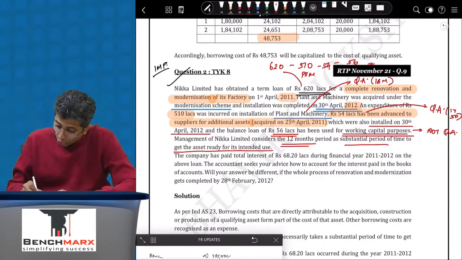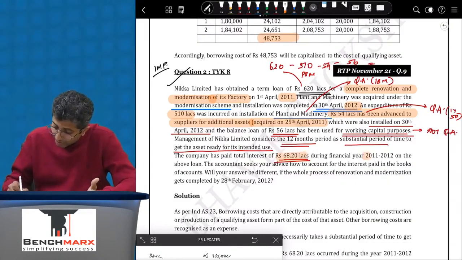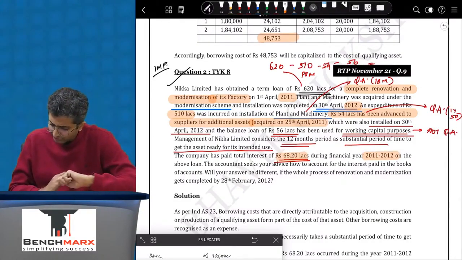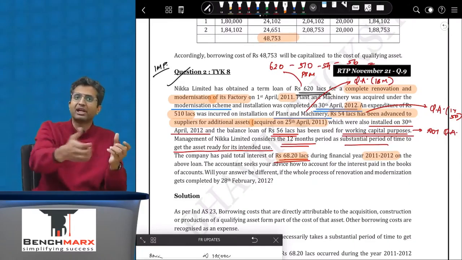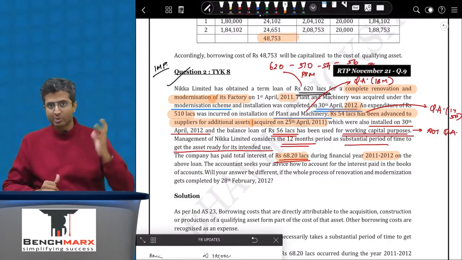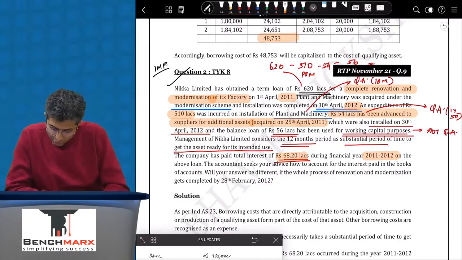The company has paid a total interest of 68.2 lakhs. Maybe 11% is the rate of interest on the loan. So 68.2 lakhs, whatever it is given to you. During the financial year 11-12, on the above loan, the accountant seeks your advice on how to account for the interest in the books of accounts. Okay, now this entire 68.2 lakhs cannot be taken towards the qualifying asset because working capital is not, and the 68.2 cannot entirely be expensed to the P&L because, well, a part of it is towards the qualifying asset. Okay, the accountant seeks your advice on how to account for the interest in the books of accounts.